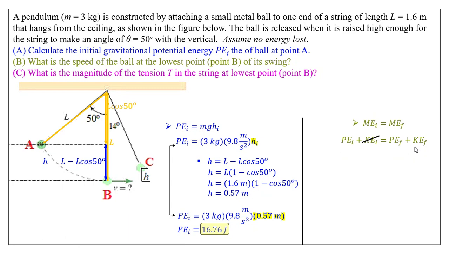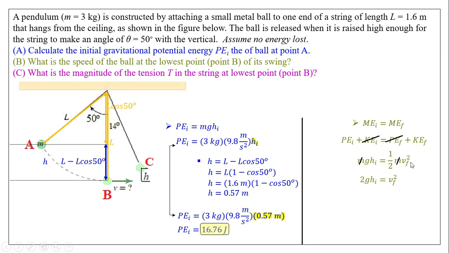Okay, it says it's raised and then released. So therefore, I'm also going to cancel out PEF in this particular part, because it says the lowest point being B, and B having no height. So it reduces down to a pretty simple function. PEI is just MgHI, KEF is just 1/2 MVF squared. And then here, the mass cancels out. And then to solve for VF, because that's what it wants, the speed at the lowest point.